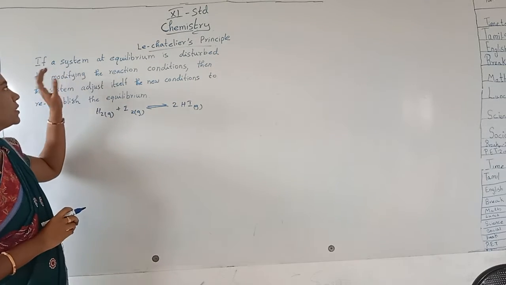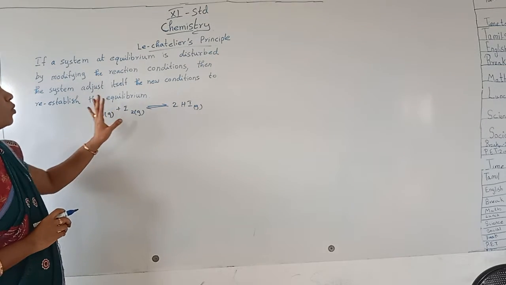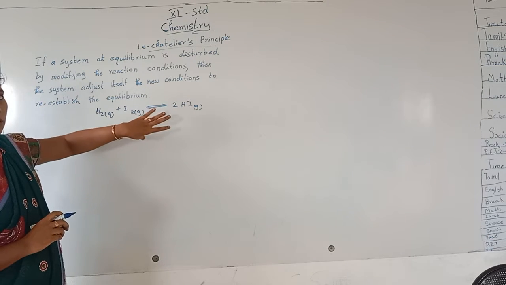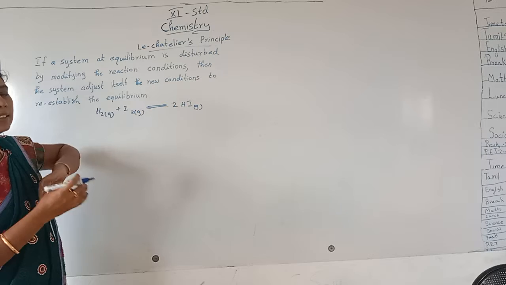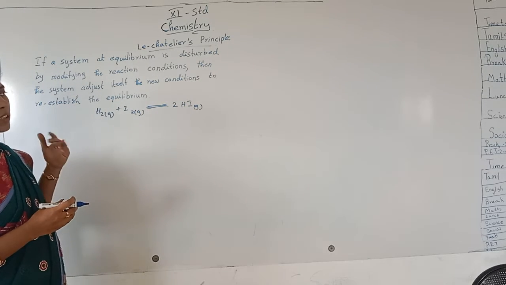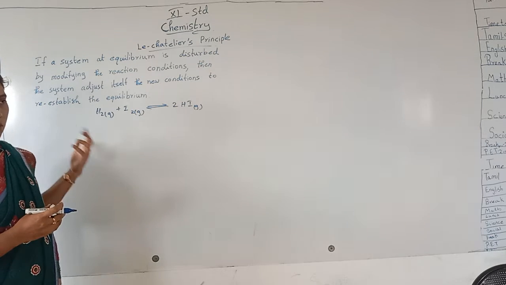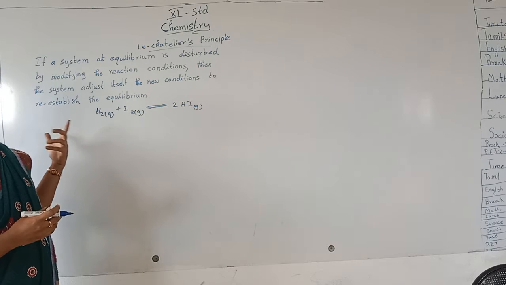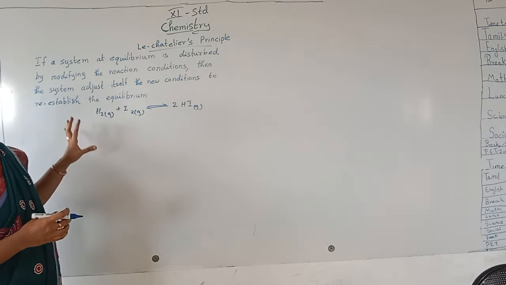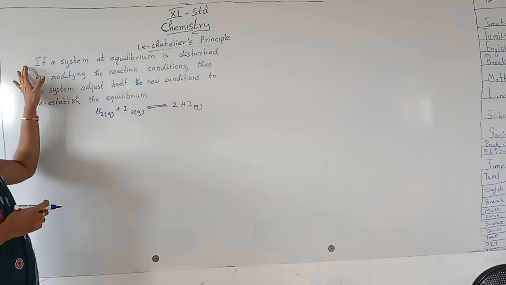So if a system at equilibrium is disturbed by changing the reaction condition, this equilibrium reaction is disturbed. The changes are the effect of temperature, the effect of pressure, temperature and concentration, and catalyst. So this is the disturbance of the reaction. So you read the line.